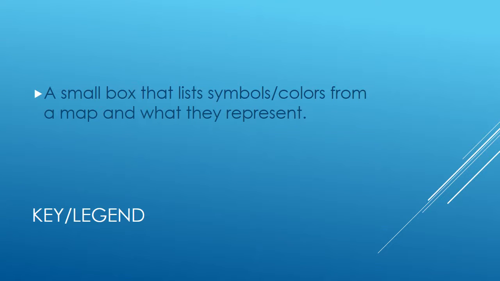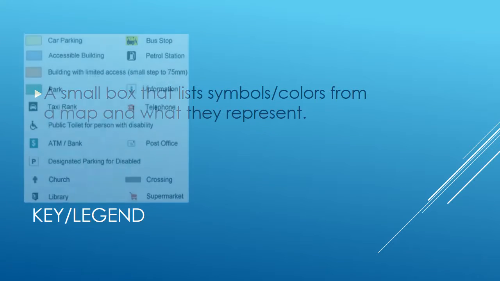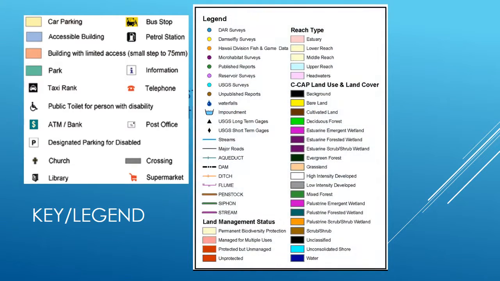Your next term is a key or a legend. It's a small box that lists symbols and colors from a map and what they represent. Here's a few examples. And as you can see, sometimes they have specific symbols that represent different things. You want to take careful notice of that because they're not all the same.